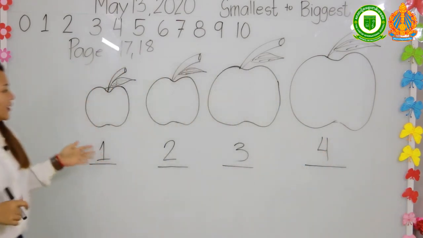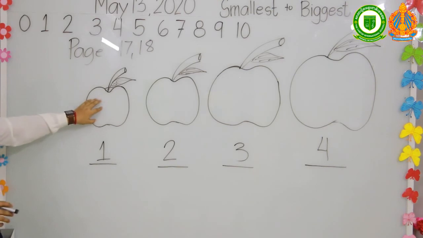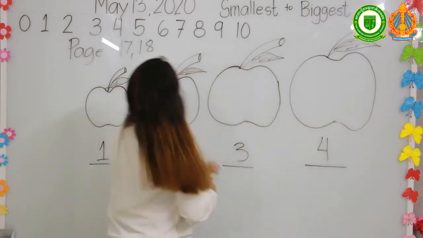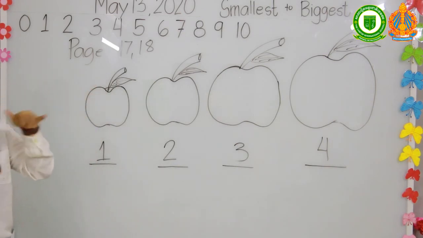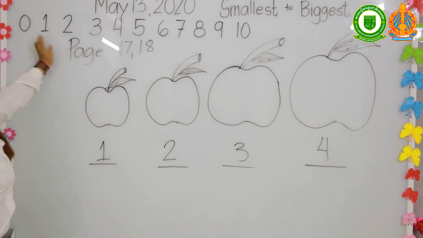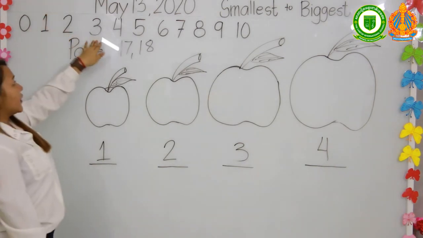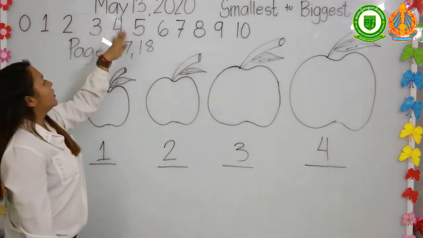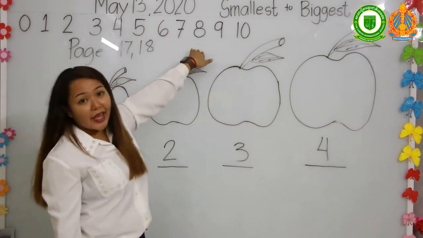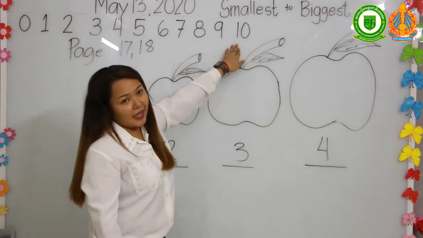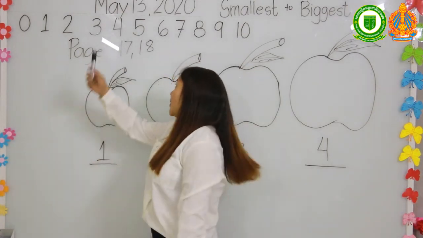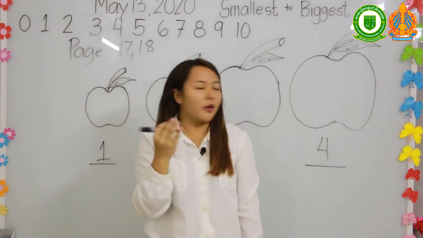Alright, so this is the smallest, and this is the biggest. Okay, and let's try to count 1 to 10. 0, 1, 2, 3, 4, 5, 6, 7, 8, 9, 10. So I'm not asking you to count from 1 to 20. As long as you can count this for now, it's going to be okay with me.